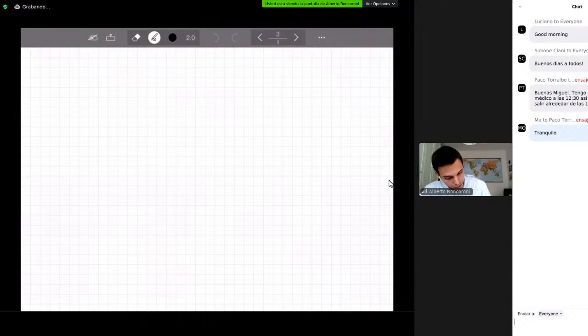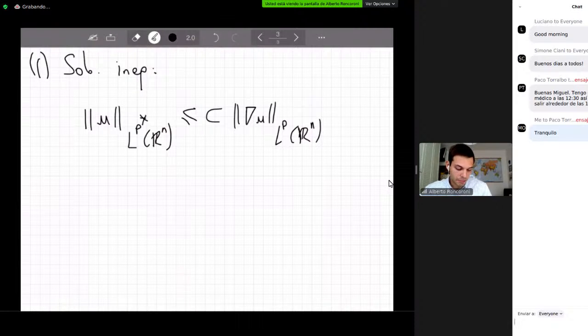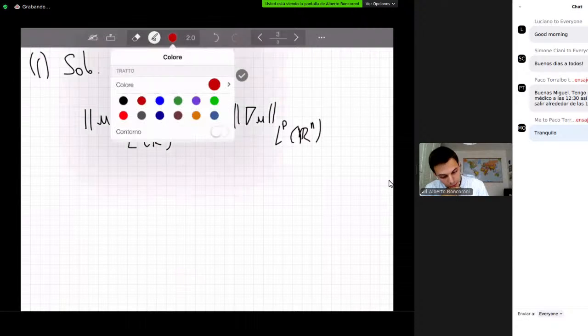So, of course, the first one, we start from the Sobolev inequality. Okay, it is well known that there exists a constant such that we can control the L^p star norm of a function in R^n with a constant times the L^p norm of the gradient in R^n. Of course, one is interested in the best Sobolev inequality, so the sharp Sobolev inequality, so the role of this constant is important.